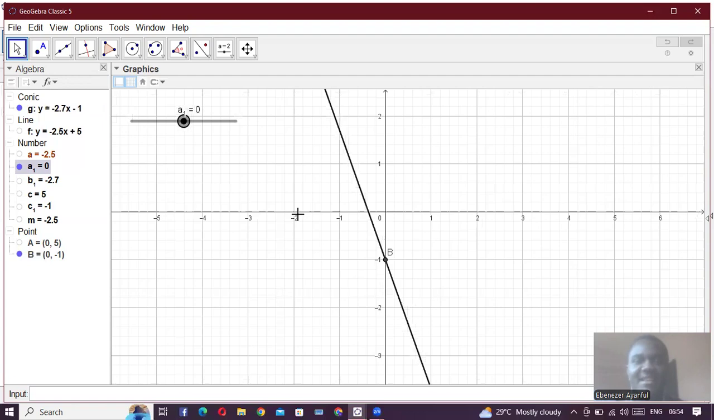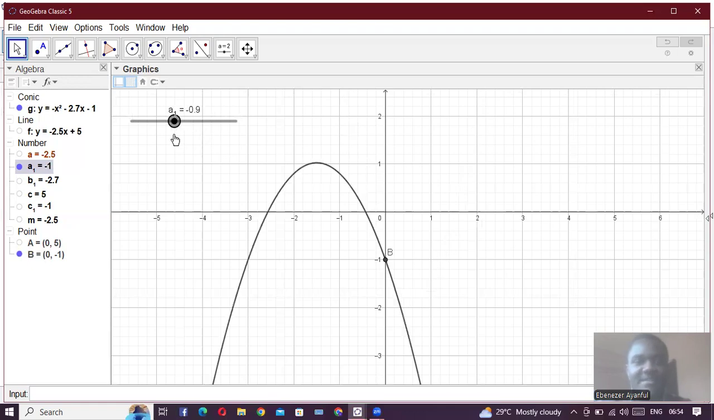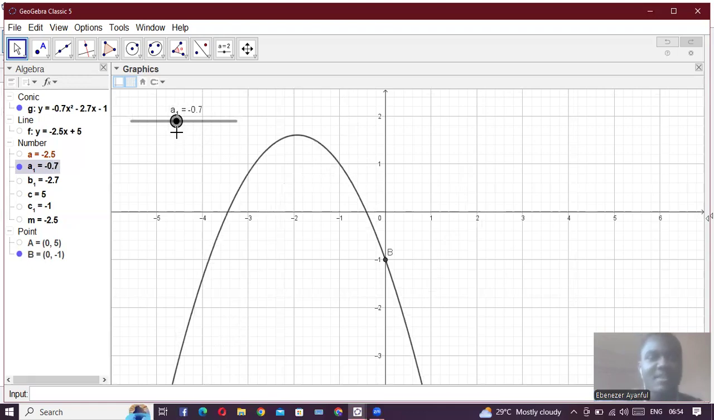So what we get should be a line. And that's what we have here. We have a line here. And that's why, if you want your function to be quadratic, then A cannot be zero. The coefficient of the leading term cannot be zero, so that it will be a quadratic. Then when it is positive, you get U-shaped. And when it is negative, you get N-shaped.